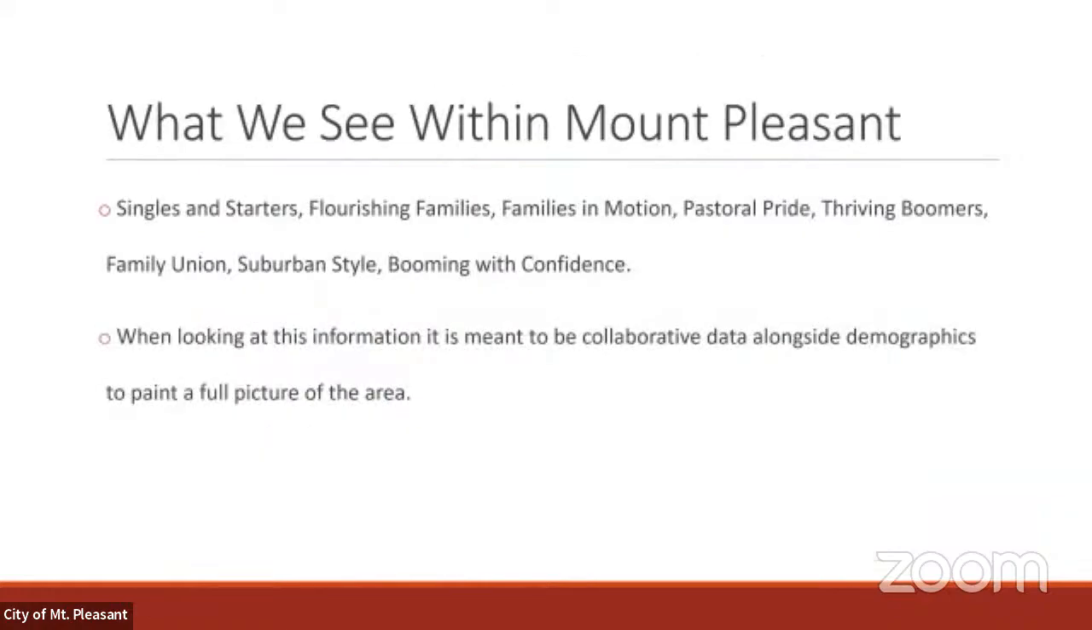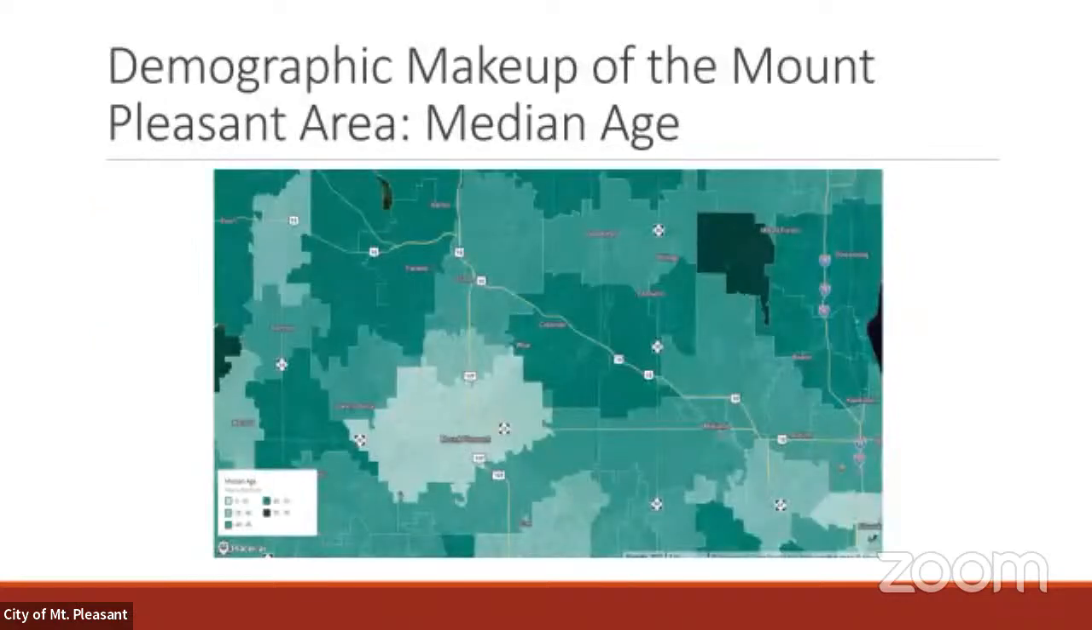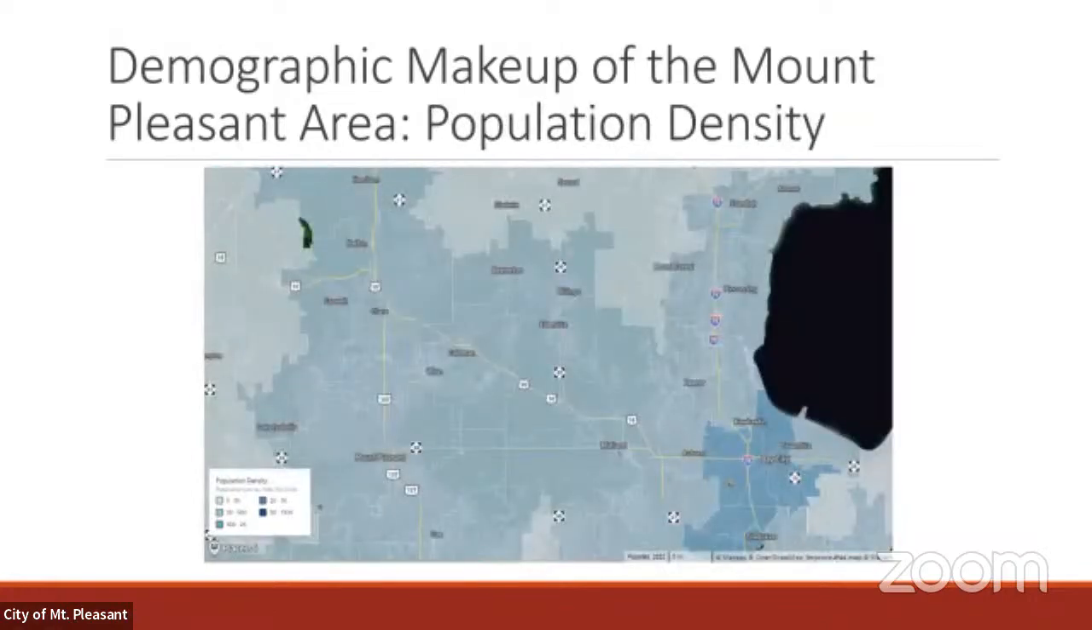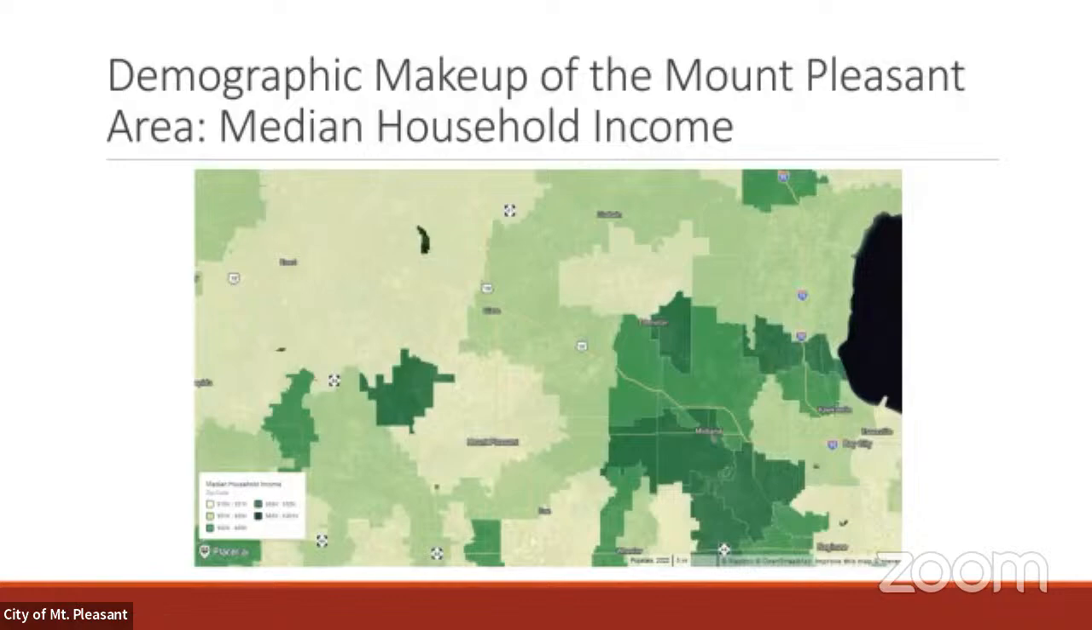So this is just a quick overview of what else is in the Mount Pleasant Union Township area, which again, the report will go into extensive detail on. And something interesting about psychographics is that they're meant to be used as collaborative data alongside demographics to paint a really full picture of the area in question. So within the report, we included 3 key demographics that we thought gave a full picture of our area. We looked at median age, population density, and median household income.